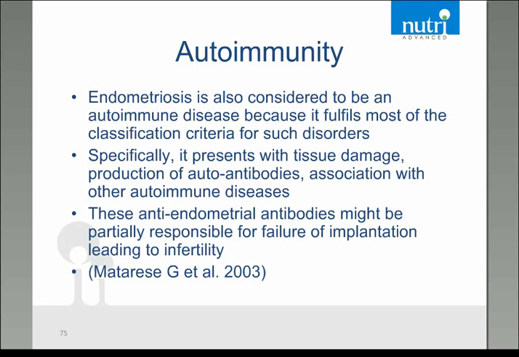Autoimmunity. Endometriosis is also considered to be an autoimmune disease because it fulfills most of the classification criteria for such diseases. Specifically, it presents with tissue damage and production of autoantibodies associated with other autoimmune diseases. These anti-endometrial antibodies might be partially responsible for failure of implantation leading to infertility.